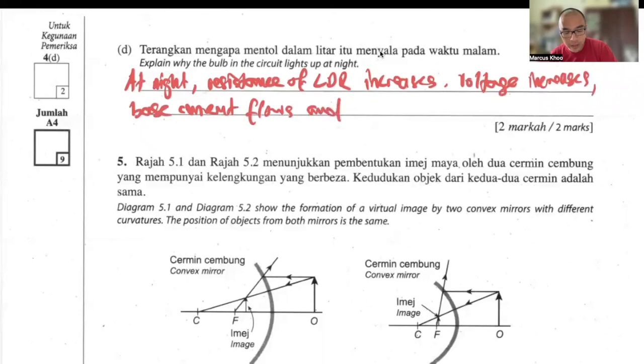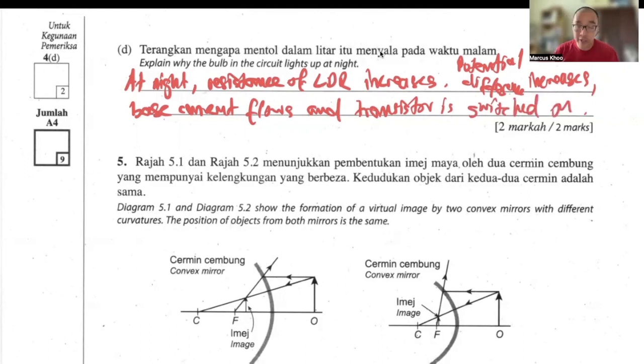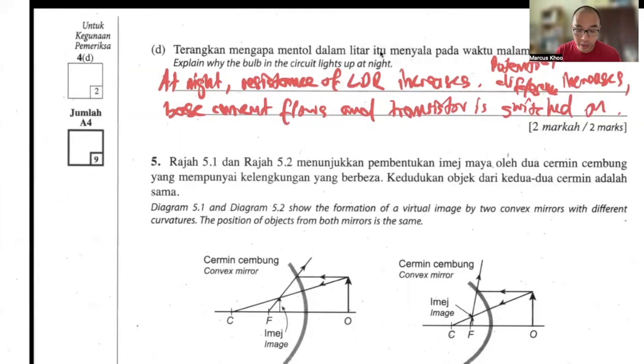Actually, let's not use voltage, we should use potential difference now, because the potential difference will change. The potential difference increases. Base current flows and the transistor is switched on. Transistor switched on, therefore the LED will also switch on.